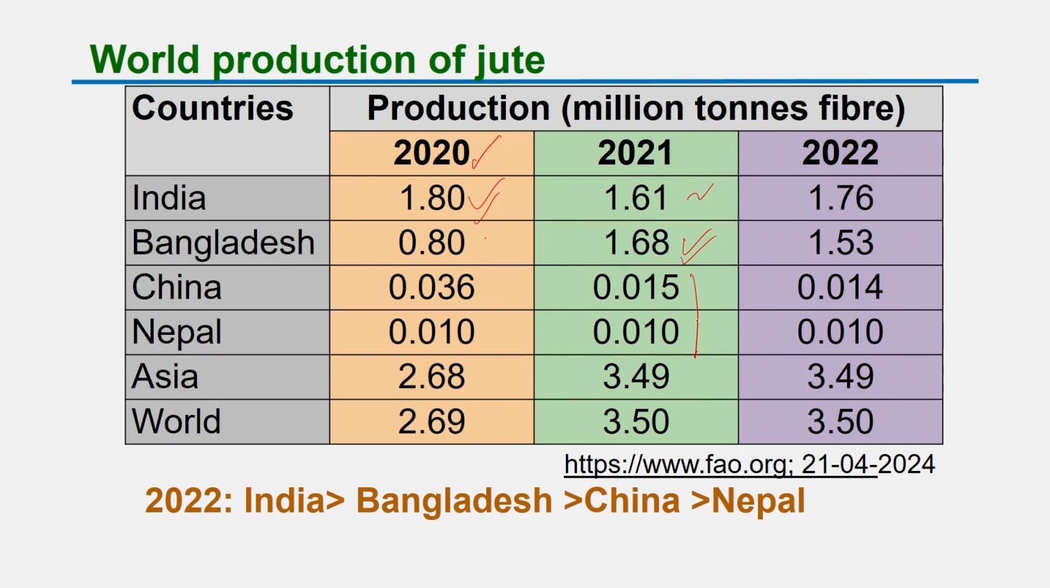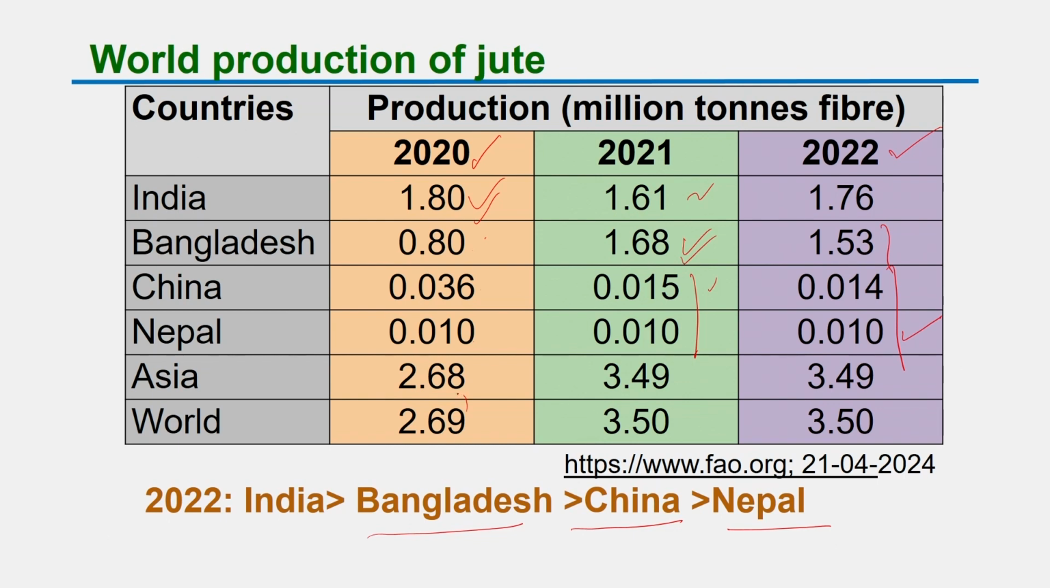But see, the interesting fact here is that China produced more jute fiber than Nepal, though China had less area than Nepal. Now see the year 2022. In 2022, India has taken over again from Bangladesh, and India had the highest production, followed by Bangladesh, and number 3 is China and number 4 is Nepal. So you can see here the production of India in 2022 was 1.76 million tons, for Bangladesh 1.53 million tons of fiber, and for China 0.014 and for Nepal 0.010.